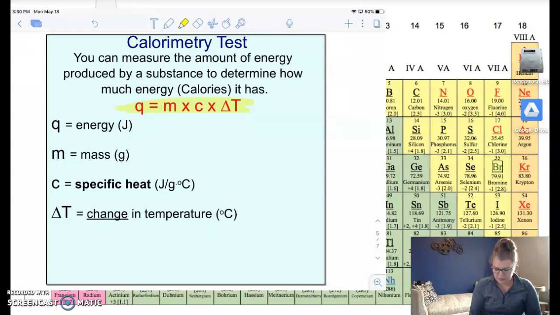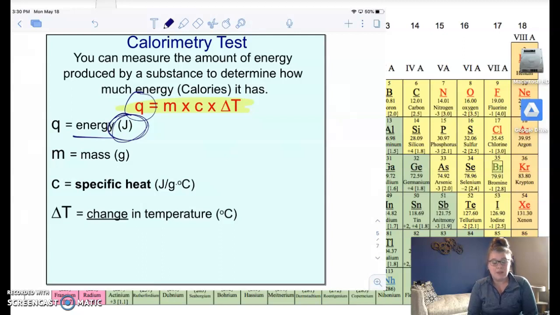So looking at the different variables here, the Q is energy, and I want you to be very mindful that this is energy in joules. So you know all those different energy variables we talked about? In this particular equation, the energy is always in joules rather than calories or kilocalories.